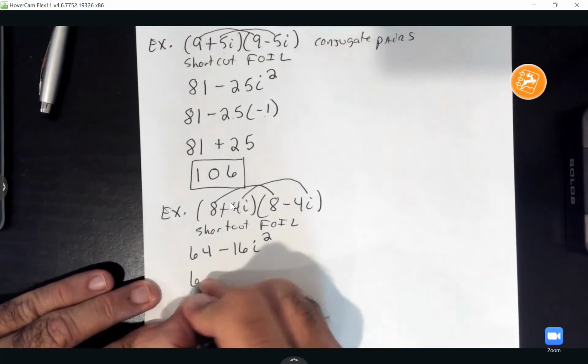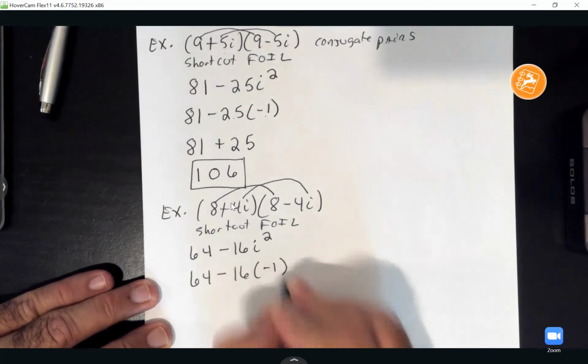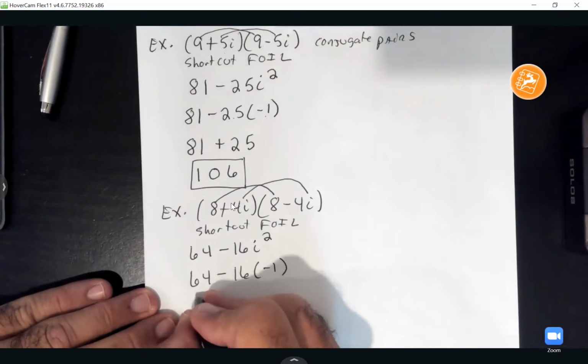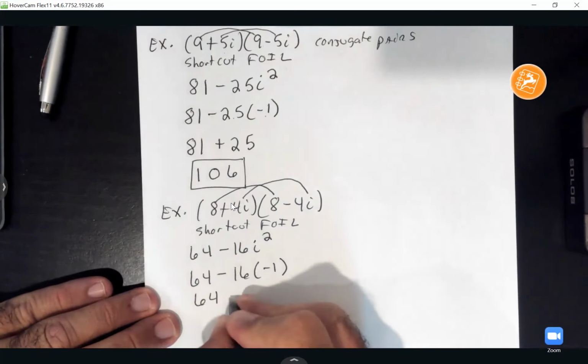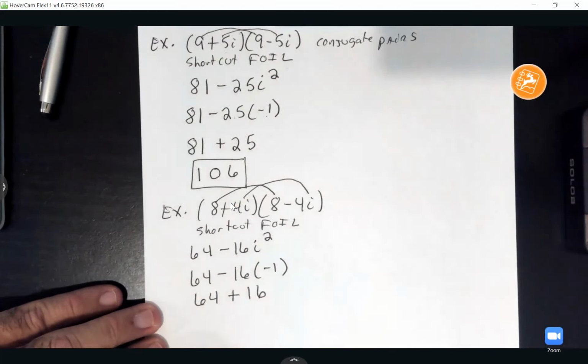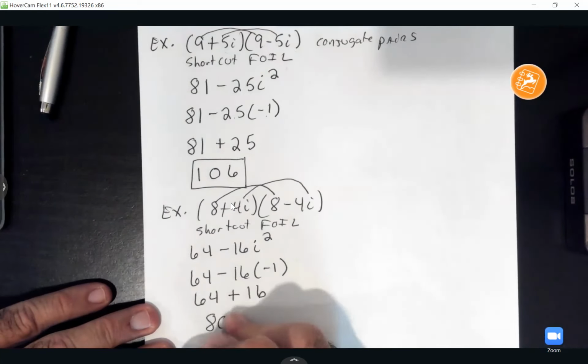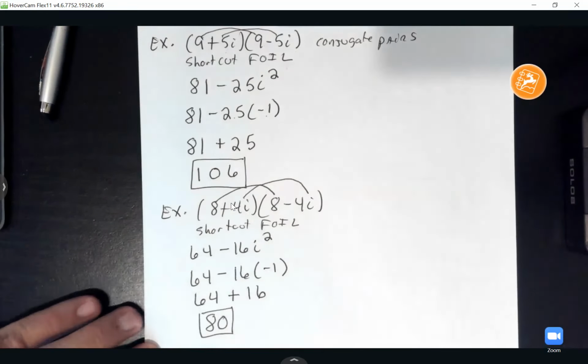Well, y'all, look at that. That's going to give me 64 minus 16 times that negative 1, which is going to make that 64 plus 16. Woo, y'all, let's see what we get. 64 and 6 is what, 70, and then that other 10. So we get what, a single answer of 80.